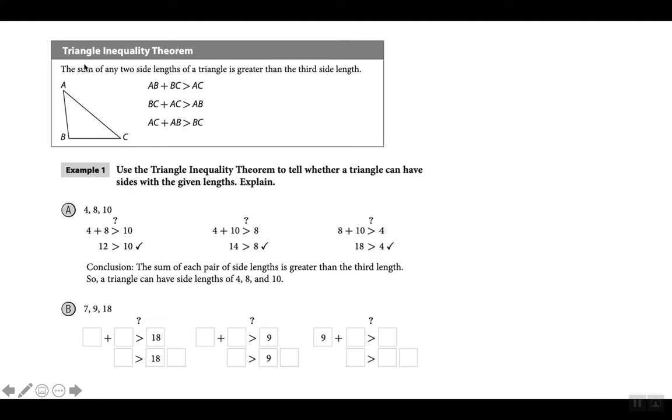We got to start off with the triangle inequality theorem, which basically says that the sum of any two side lengths of a triangle is greater than the third side length. So when you add up any two sides of a triangle, it always has to be greater. The sum of those two sides has to be greater than the third side.